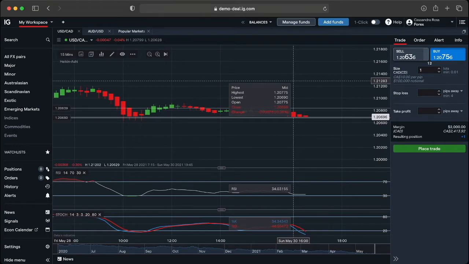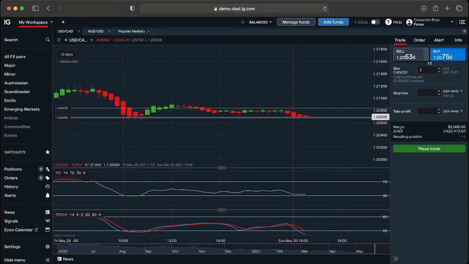Let's see if there's anything else I can go over without making this too long of a video. I don't want to keep y'all all day. Let's see here. With pips, there are such things called pipettes, and it's basically a fractional of a pip. It's a 1/10. So basically just a smaller movement. I think that's actually a good little coverage for this first video on Forex.